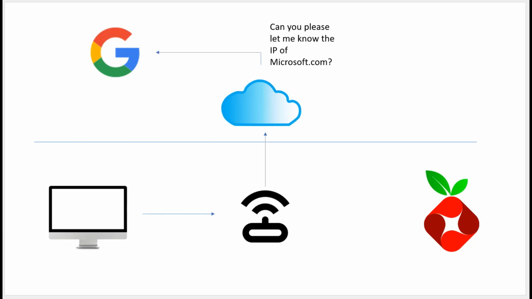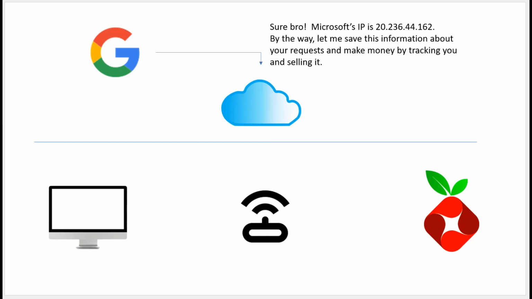And then that request goes to the Google servers where it's saying, hey, can you please let me know what's the IP of Microsoft.com? And then the Google DNS server replies back saying, sure, Microsoft's IP address is 20.236.44.162, for example. By the way, let me save this information about your requests and make money by tracking you and selling it. So that's a very important thing. Your requests to your ISP's DNS or Google's DNS or any of those DNSs is tracked, and they can sell that information to make money.